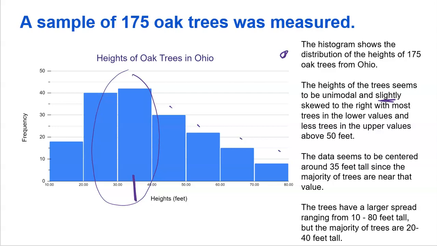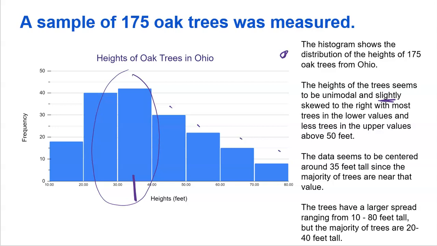Heck, I don't even know if any trees are 35 feet, right? Remember, with the histogram, you don't know the actual data values. But again, that's okay. It does appear that 35 would be about a center of the data. I don't think you could argue with me on that. A typical tree is around 35 feet. Definitely there's some taller and some smaller. But again, we're trying to find one value for the center that represents all the data.